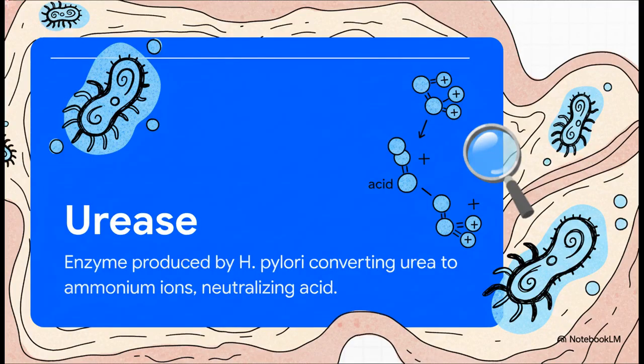Got it? The absolute crucial point here is an enzyme called urease. H. pylori produces urease, which effectively neutralizes the gastric acid immediately surrounding it by converting urea into ammonium ions. It's literally like the bacteria is walking around with its own personal antacid shield. Plus, it has these little flagella that help it actively burrow deep down into the mucus lining, where your immune system just can't reach it.